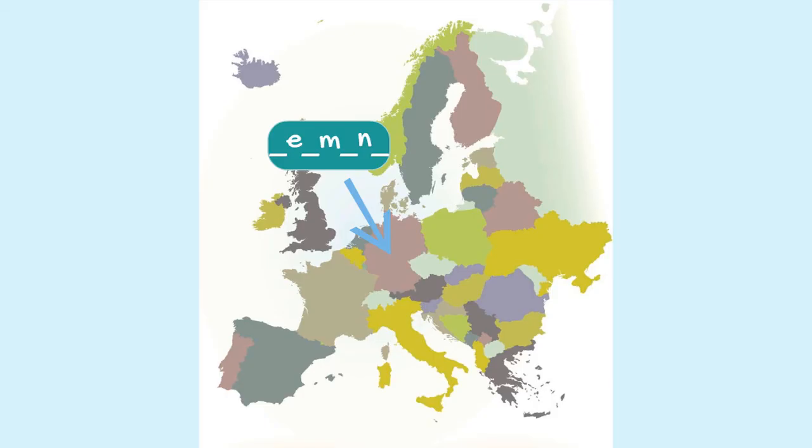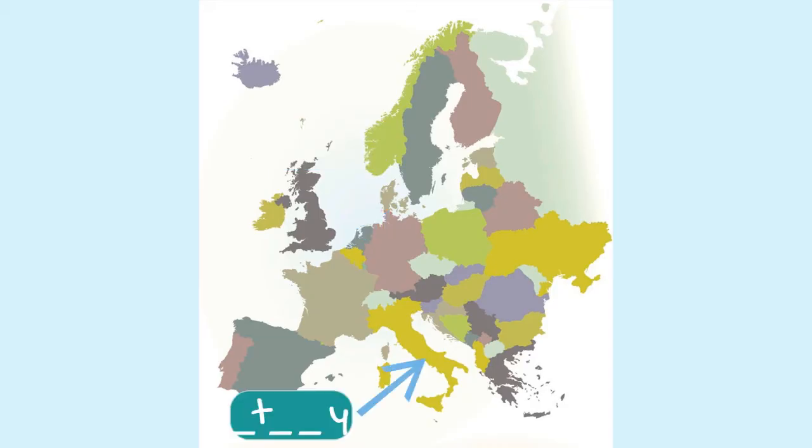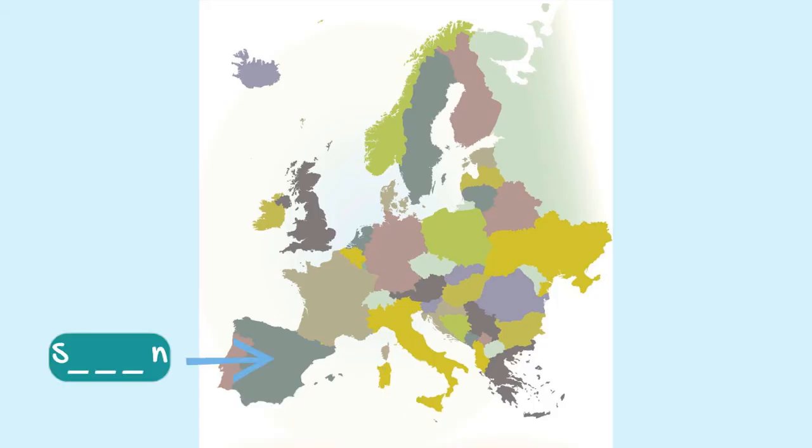Well, the answer is Germany, home of the currywurst and lederhosen. Next one. What country am I pointing to this time? Pause the video. Write down an answer. It's Italy, home of spaghetti and pizza. Next country. What country am I pointing to this time? Pause the video. Write down an answer. Well, the answer is Spain, home of paella and bullfighting.